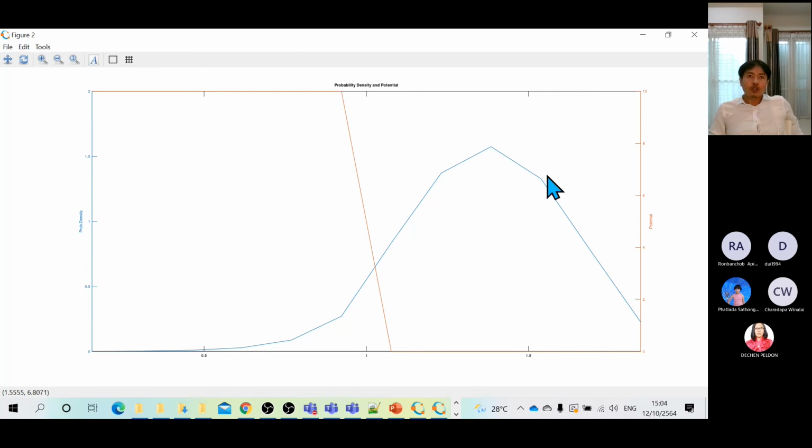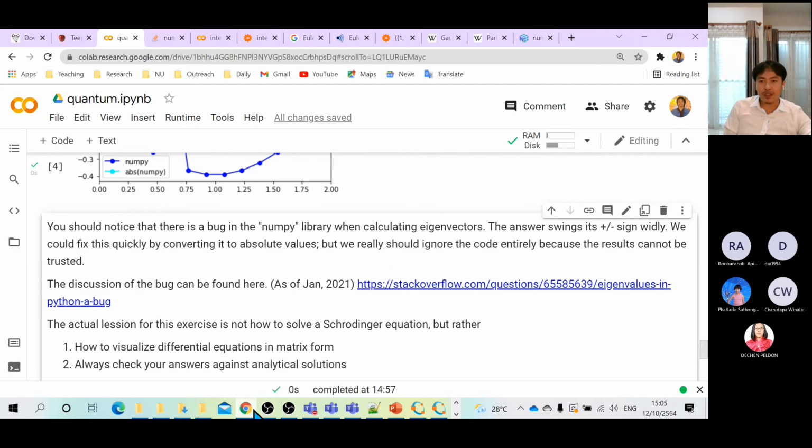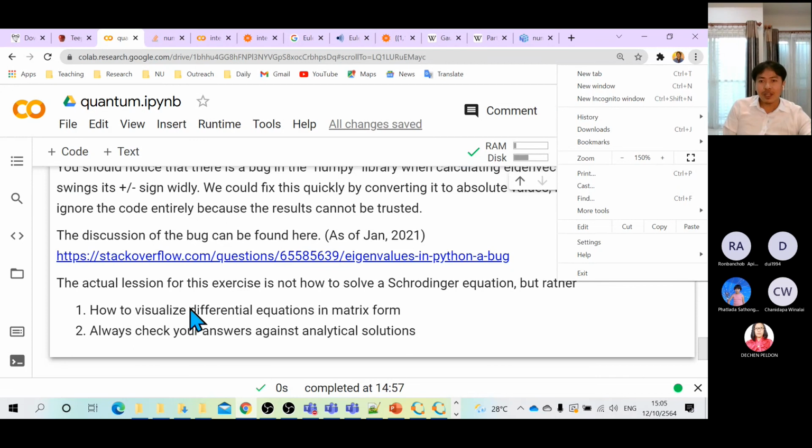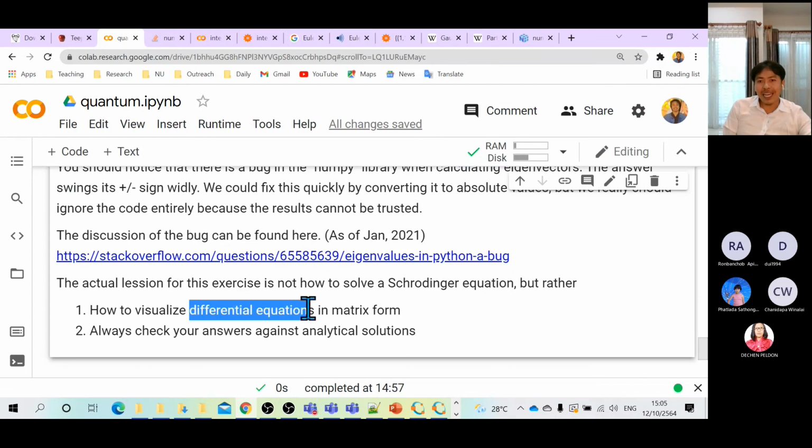You can use this code to design semiconductors, to design your machines, your devices at the nano scale, and so forth. Okay, but that is not the main concern of this exercise. The concern is that we need to know two things. First is you need to know how to visualize this PDE equation in matrix form.